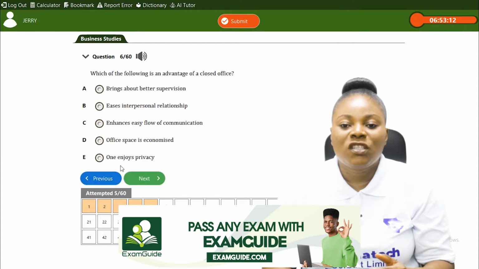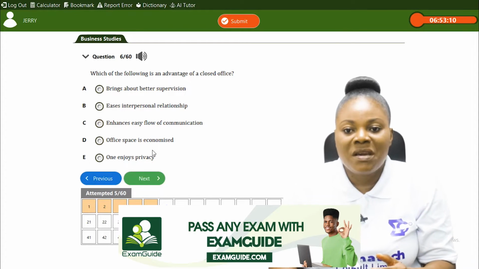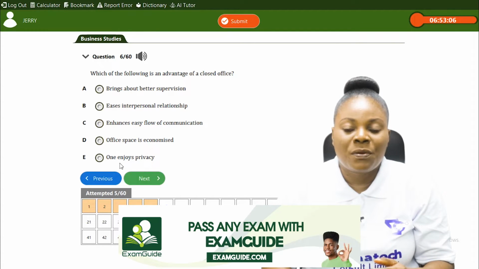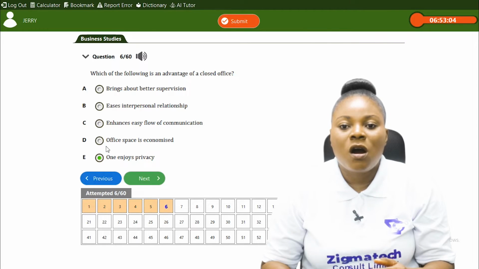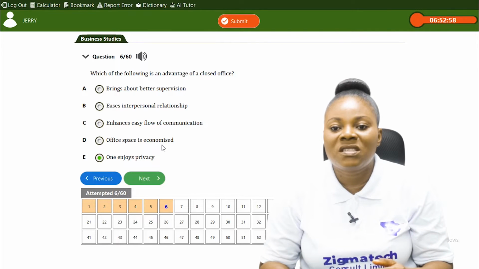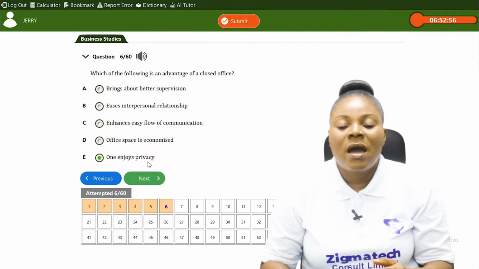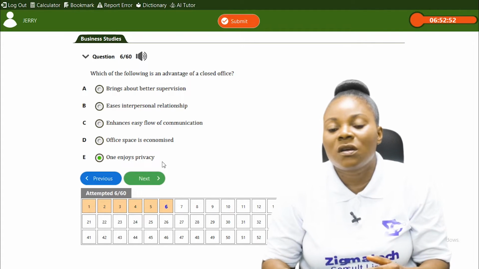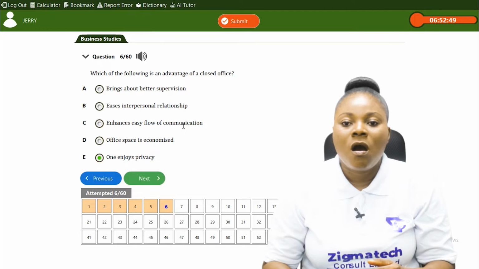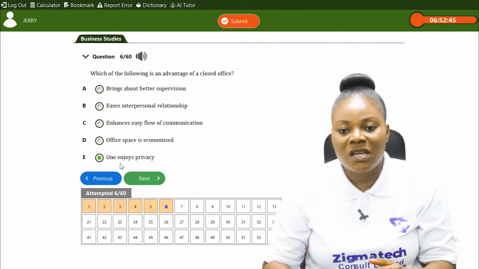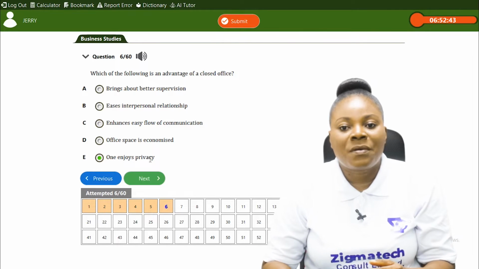E, one enjoys privacy. The major advantage of you having a closed office is that you enjoy your privacy. That is option E. All other ones, bringing about better supervision, eases interpersonal relationship, easy flow of communication, economizing office space, they are all characteristics or features of an open office. So the correct answer for this is option E, which says one enjoys privacy.